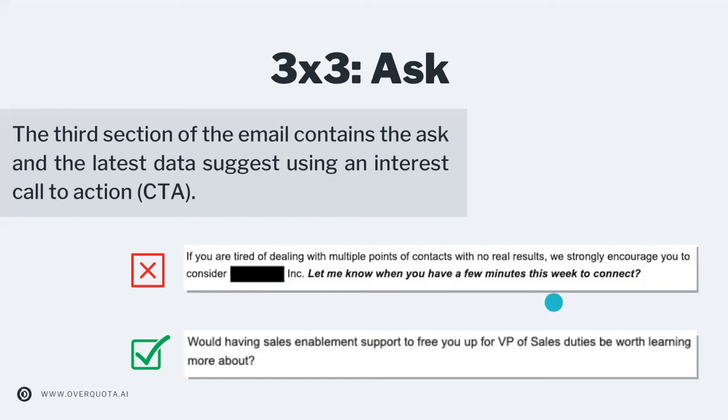Let's take a look at example number 2. "Would having sales enablement support to free you up for VP of sales duties be worth learning more about?" Example number 2 is better. First off, it's connected to the theme of the context and the value sections, and it teases the value of time savings. Also, it follows best practice using an interest-based call to action versus asking for the meeting.